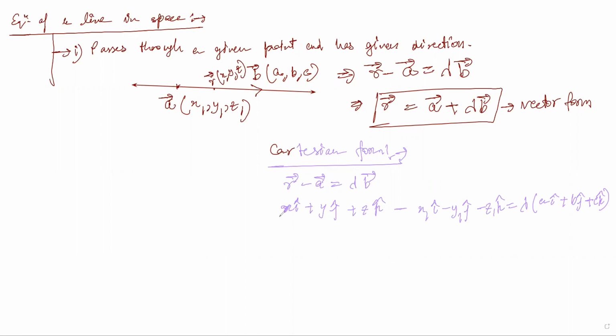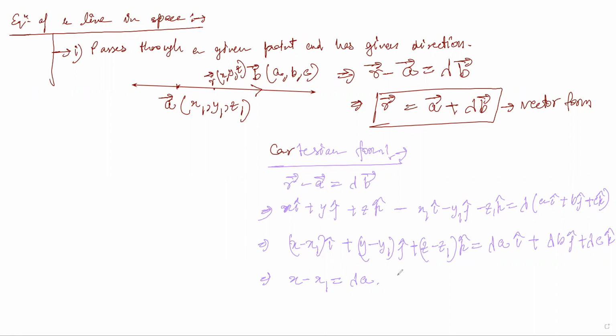So this can be written as x minus x1 i cap plus y minus y1 j cap plus z minus z1 k cap is equal to lambda a i cap plus lambda b j cap plus lambda c k cap, which means that x minus x1 should be equal to lambda a, y minus y1 should be equal to lambda b, due to equality of these two vectors, right? We can say that the i component is equal to the i component, and all the corresponding components should be equal. So z minus z1 is equal to lambda c.